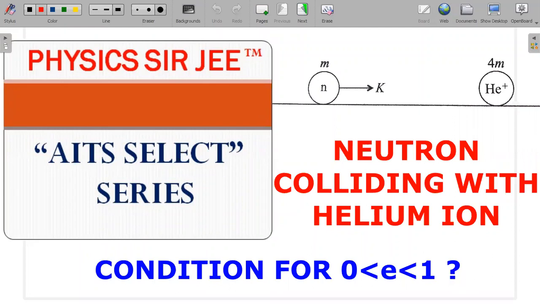Today in AITS Select series, we are going to bring forward to you a question from the topic of modern physics, in the subtopic of Bohr's model, wherein we are going to look at a very important concept in JEE Advanced. Time and again, they keep asking questions on this concept of collisions between subatomic species. Okay, so let's move ahead.